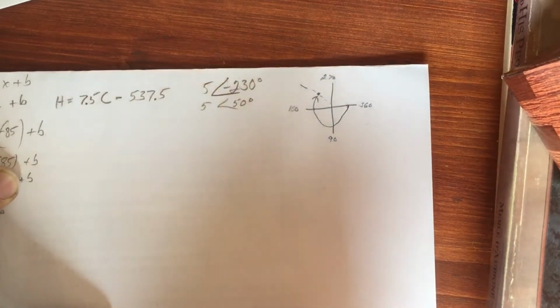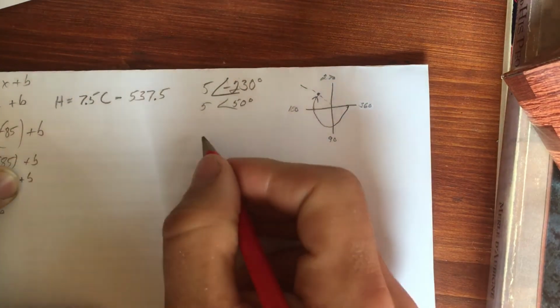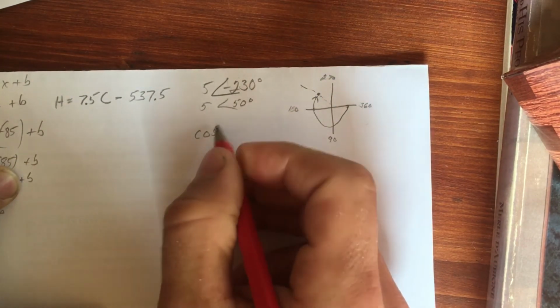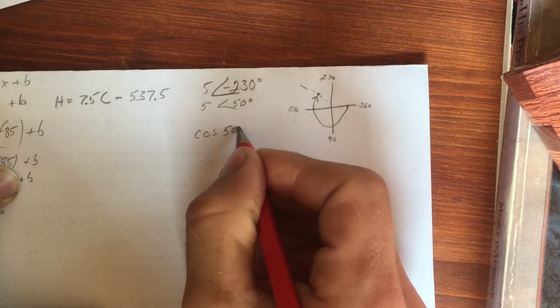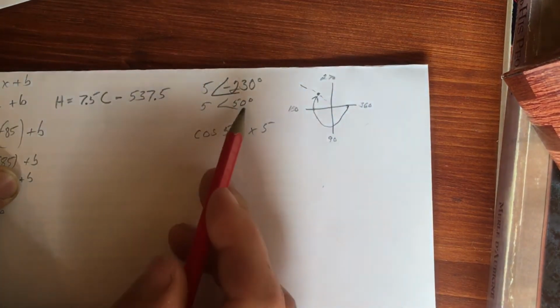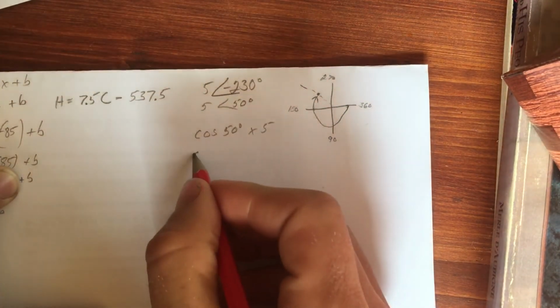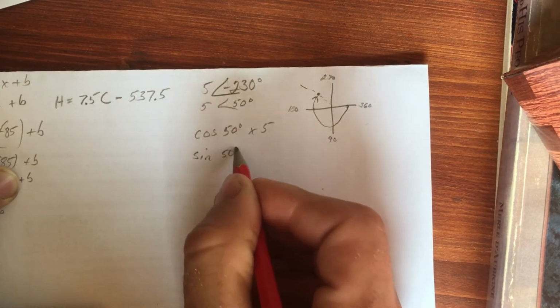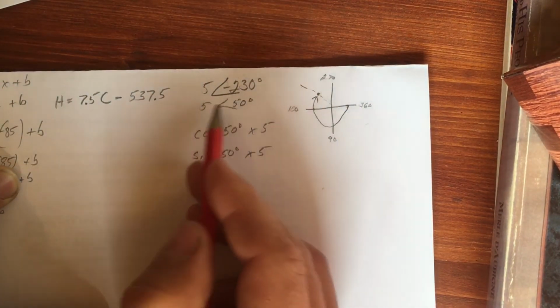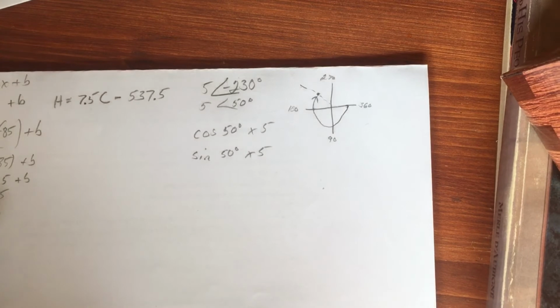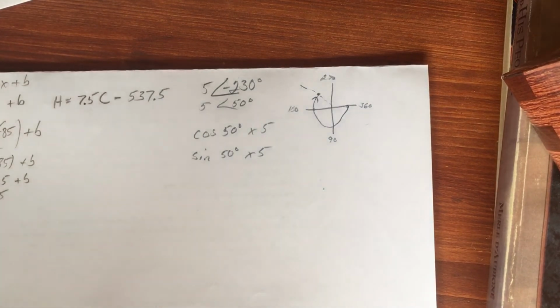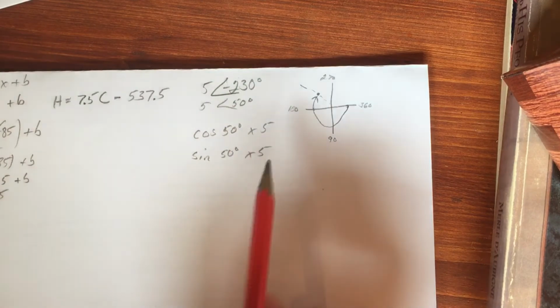Now, time to remember cosine and sine. So, cosine, first of all, we'll look for the cosine of a 50-degree angle times 5. And then we'll look for the sine of a 50-degree angle times 5. And that will get us our coordinates. Does the right come first or does the up come first? The right always comes first. So cosine is the right and sine is the up.